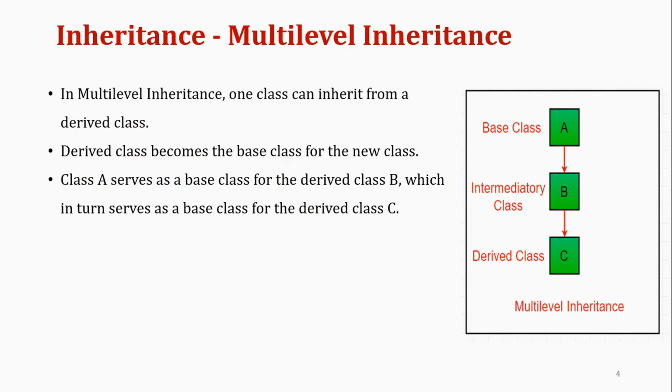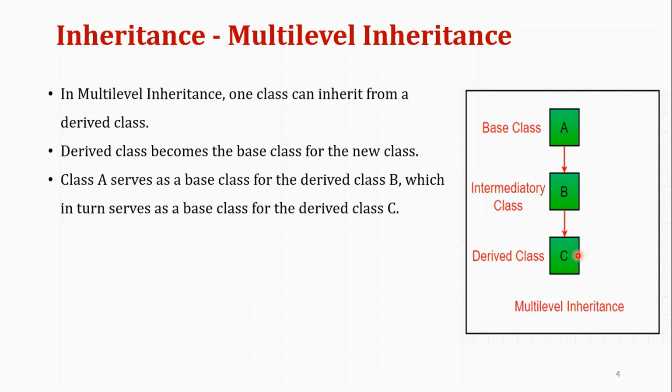So multi-level inheritance: one class inherits from a derived class. So here in the example, class C inherits from the already inherited class, right? So the derived class becomes a new base class for the new class. Class A serves as a base class for class B, which is a derived class of class A, and class B is acting as a base class for class C, which is a derived class of class B. So A is inherited to B, B is inherited to C.